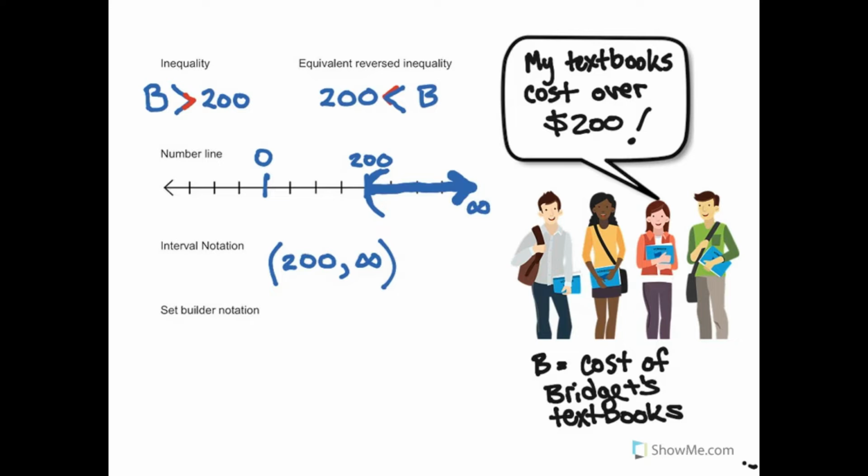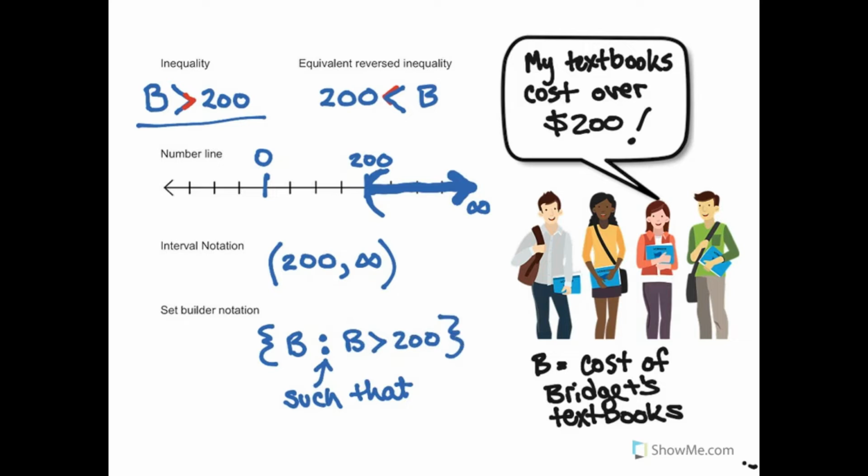In set builder notation, we open with a curly bracket and write the variable, a colon that means such that, and then the original inequality, B is greater than 200. Close that curly bracket, and that's set builder notation.